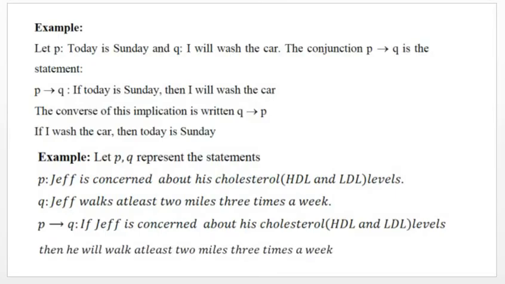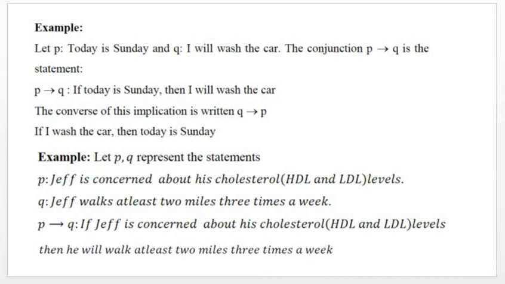Example, let P be the proposition today is Sunday and Q, I will wash the car. The conditional P implies Q is the statement if today is Sunday then I will wash the car. The converse of this implication is Q implies P. Q implies P is if I wash the car then today is Sunday.